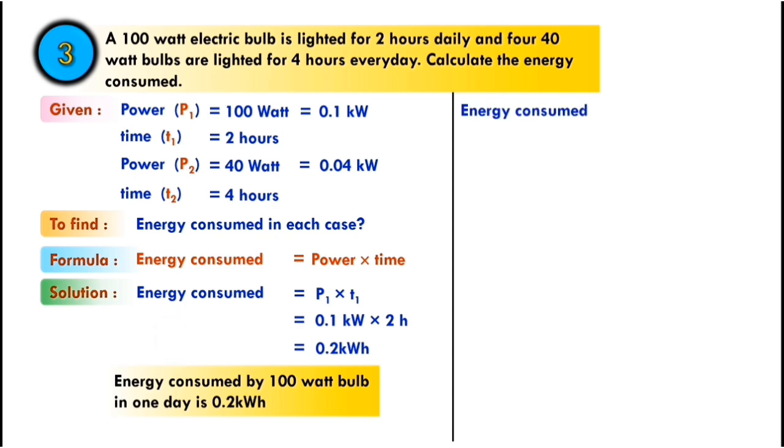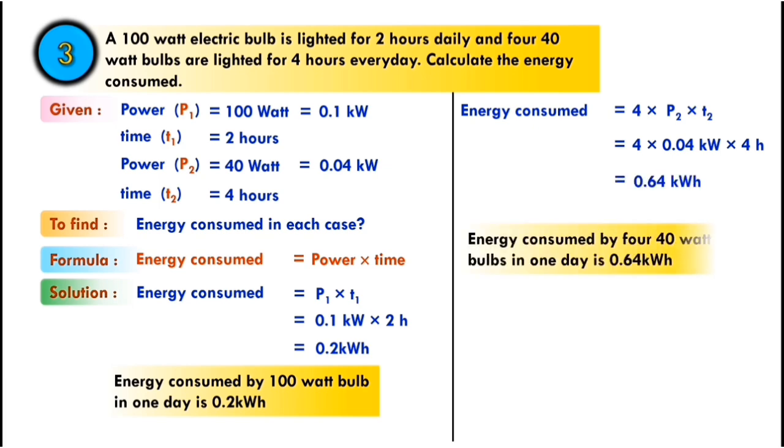It is a second case of energy consumed equal to P2 into T2. So we know that, it is the second case of 4 40 watt bulbs given. Okay, 4 40 watt bulbs. So we have to multiply by 4. So we will get 4 into 0.04 kilowatt into 4. So we will get 0.64 kilowatt hour. Energy consumed by 4 40 watt bulbs in 1 day is 0.64 kilowatt hour.